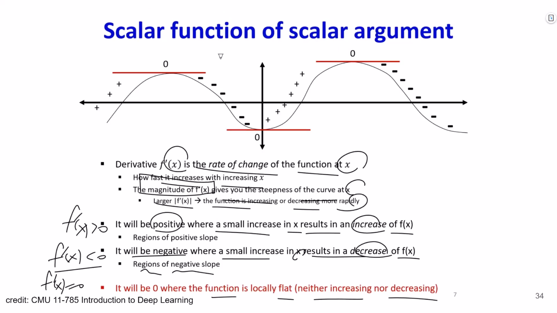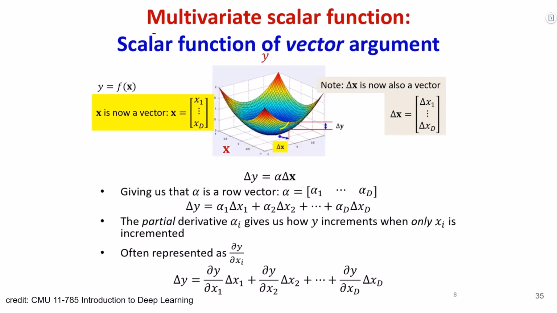And up to this point, we discussed a scalar function of scalar input. From now on, we're going to talk about multivariate scalar functions, meaning that the output is going to be scalar. However, the input is going to be a vector. Here, the notation has changed from scalar to vector. You can see this bold character. And what we want to get is alpha. Here alpha now becomes a row vector, and the total change of y is calculated by the dot product between alpha and delta x.